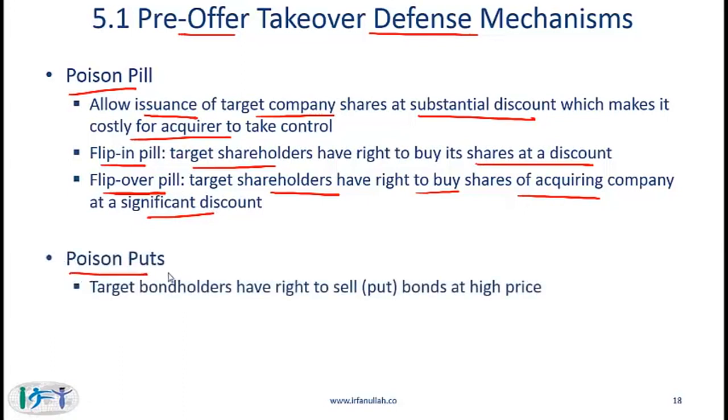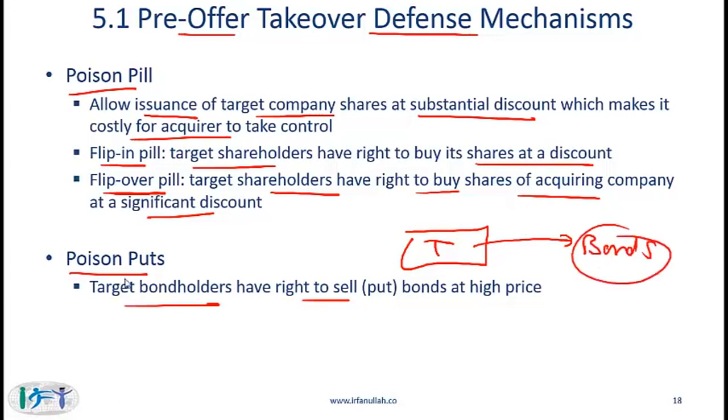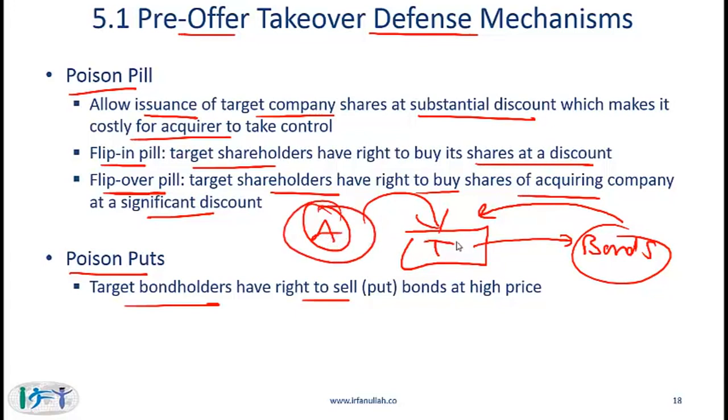Another defense mechanism is a poison put. Here, target bondholders have the right to sell or put the bond at a higher price. So the idea is this. This is the target company. The target company has issued bonds which are held by bondholders, and the poison put says that if an acquirer tries to take over this company, then the bondholders can redeem their bonds at a certain price, and typically that price will be larger than par. So why would that deter a potential acquirer? Because for the potential acquirer, the moment they start taking over this company, they will have to come up with the cash to pay off the bondholders.